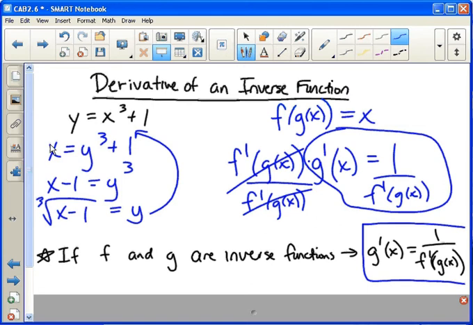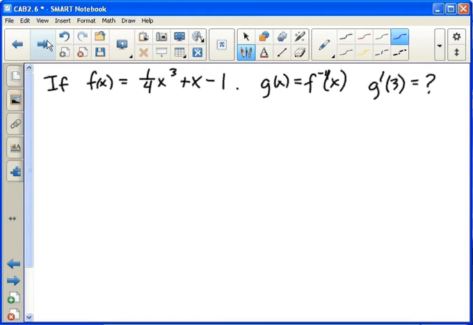Okay, let's do an example. If f of x equals 1/4 x cubed plus x minus 1, and what this means right here is that g is the inverse, that little negative 1 there means inverse, g is the inverse of f. What is g prime of 3?